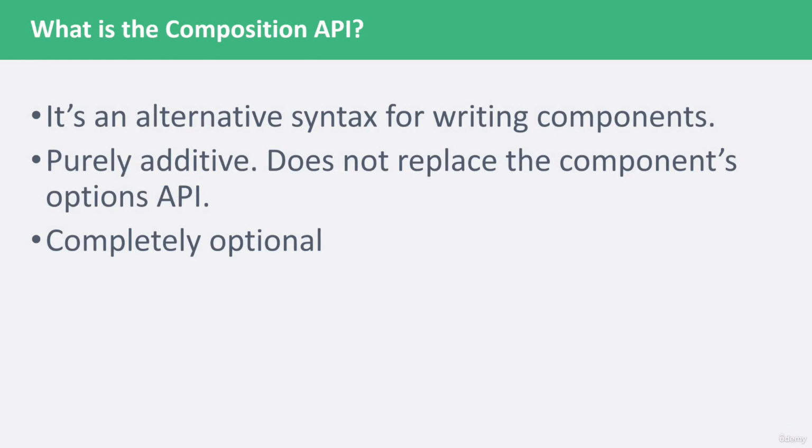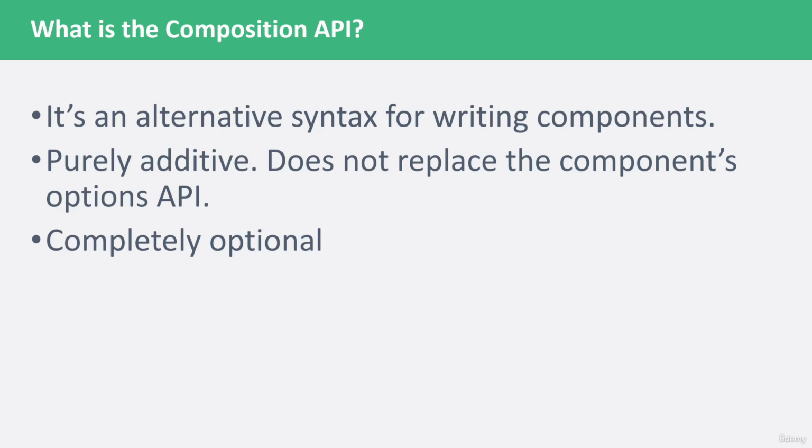The Composition API is an alternative syntax for writing components. It's purely additive. You don't have to use it. You can continue creating components with the syntax you're already familiar with. The syntax we've been using is called the Options API. As you saw, it's completely possible to build fully functioning apps with the Options API. The Composition API was introduced for a couple of reasons, which we'll get into in a moment.